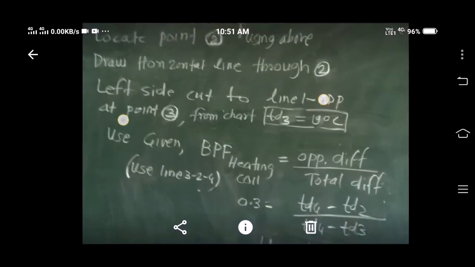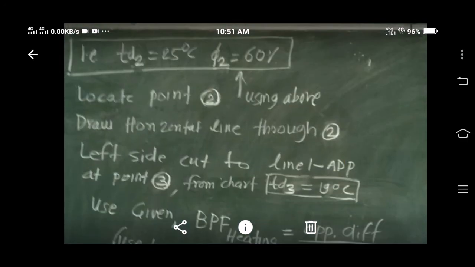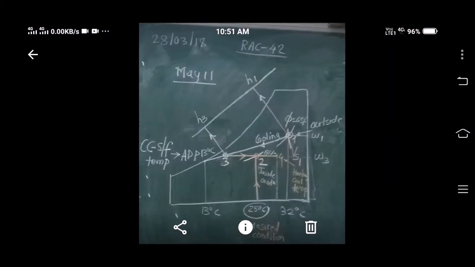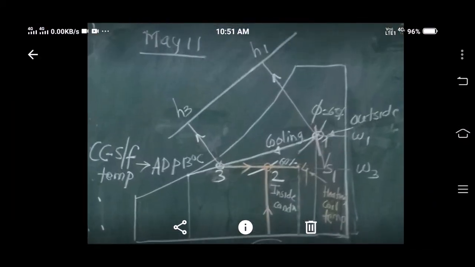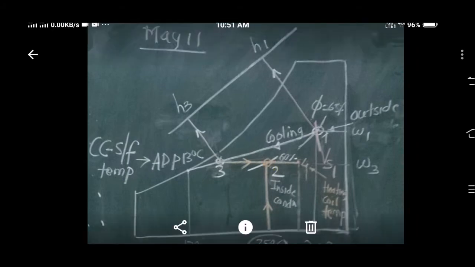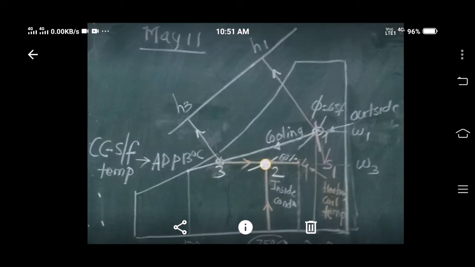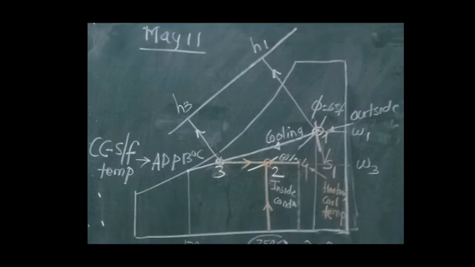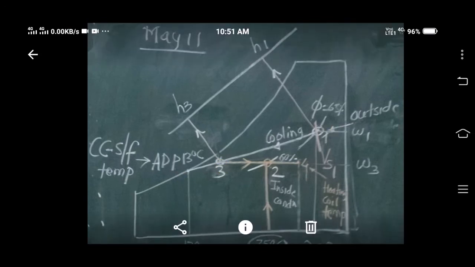So now first of all TD2, that is temperature of room, 25 and 60, that is given. So we can locate these two temperatures, or point 2, by using the condition given. Now we got point number 2. From point number 2, we know heating is horizontal, so draw the horizontal line. That line will touch this inclined line 1 to ADP at point 3.